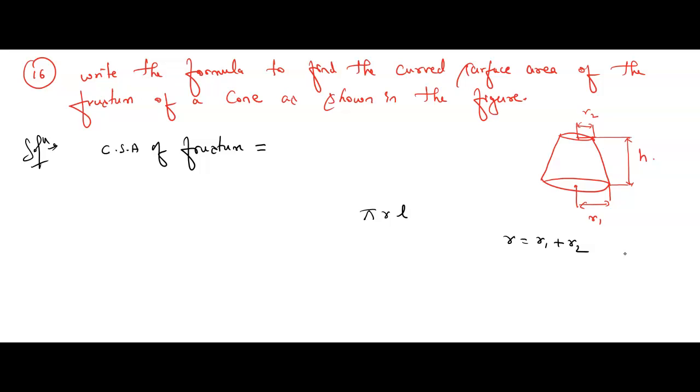Got it? Good. See children, curved surface area of a frustum. Here pi, write pi itself. R means write r1 plus r2. Here L as it is. L means slant height. This is the normal height and this is called the slant height. Can you see this? This is L. So what is the curved surface area of the frustum of a cone?